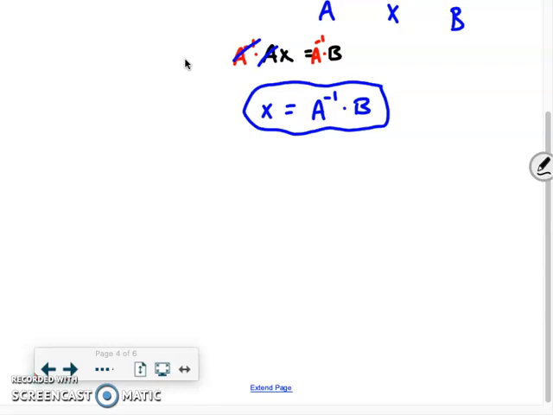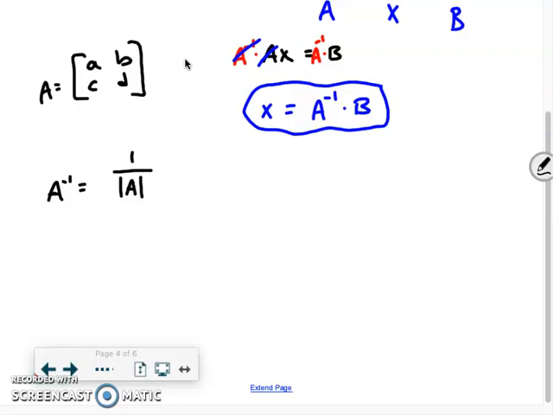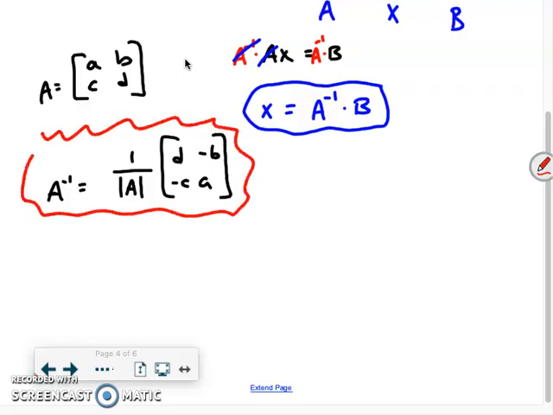We can actually figure out the inverse by, if we had just a generic matrix A, we have this little formula. If A is in this format of A, B, C, D, we can say that A inverse is going to be 1 over the determinant of A times, we've got to jumble this up slightly to where D and A swap places, B and C become their opposites. So this is our formula that we can use to solve for A inverse.